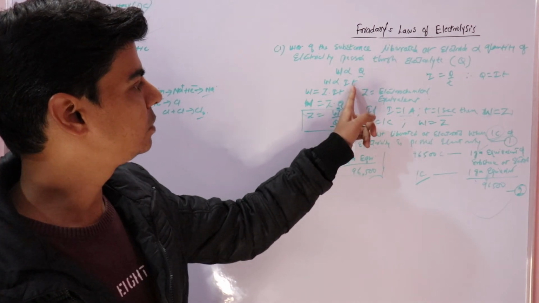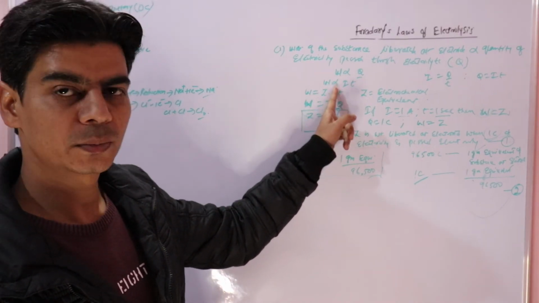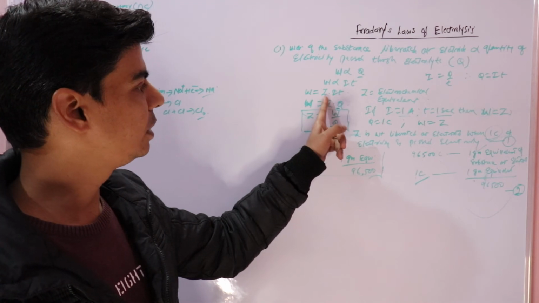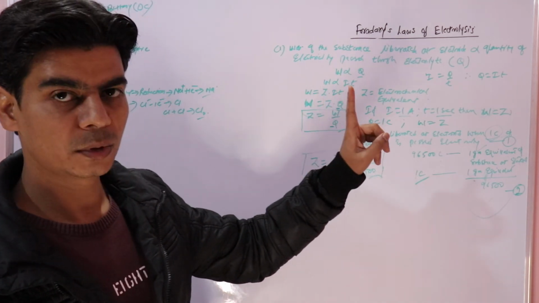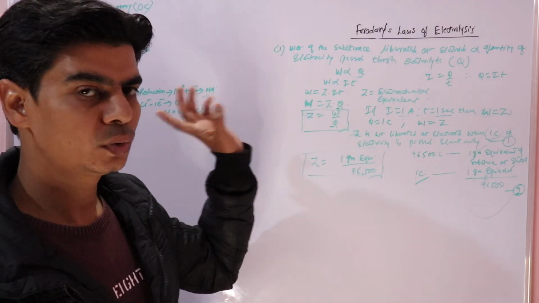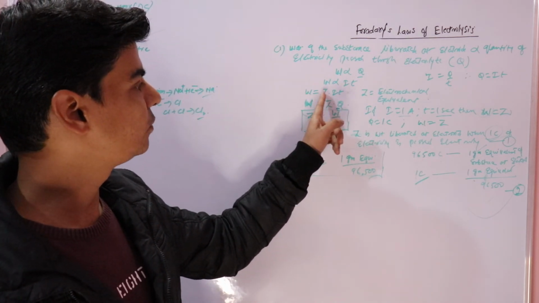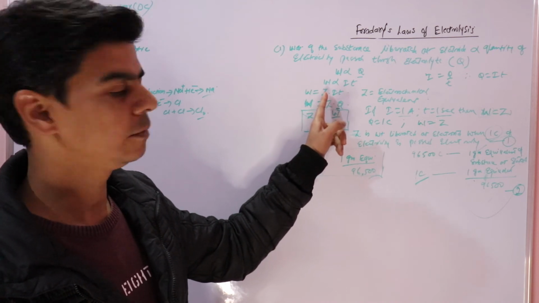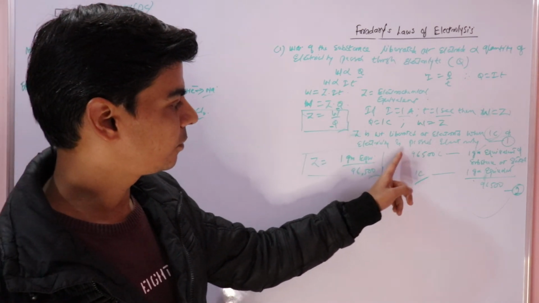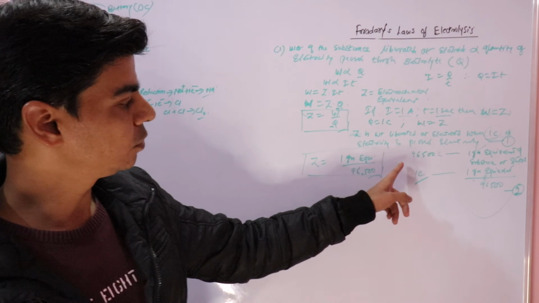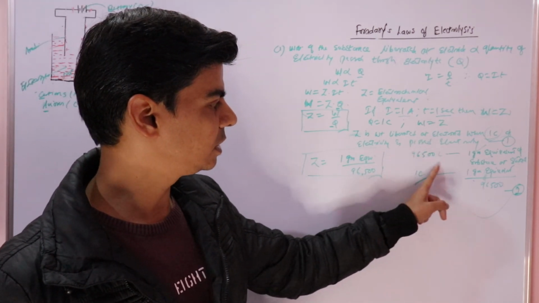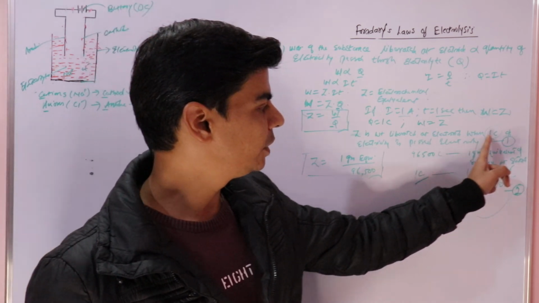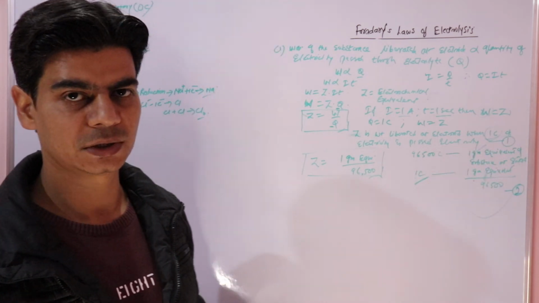So we know that Q is equal to It. We remove the proportionality sign, then Z is the electrochemical equivalent. Then we defined Z as the weight of the substance when 1 coulomb of electricity is passed through the electrolyte, which is the electrochemical equivalent, right? Here we said that experimentally we found that when 96,500 coulomb of electricity is passed through the electrolyte, we get 1 gram equivalent of the substance.